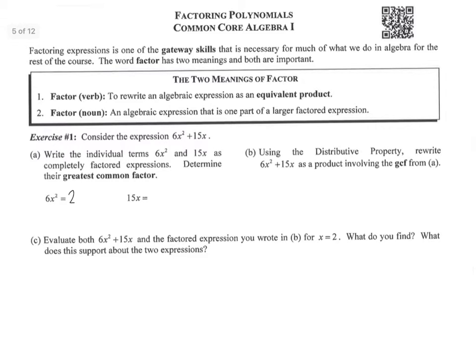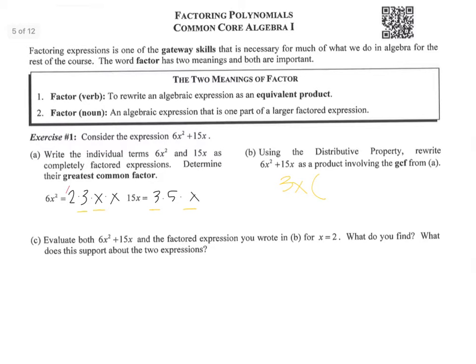Well, 6 is 2 times 3, and x squared is x times x. 15 is 3 times 5 and an x. So now we need to find the greatest common factor. Well, they both have a 3 and they both have an x. So 3x is our greatest common factor.